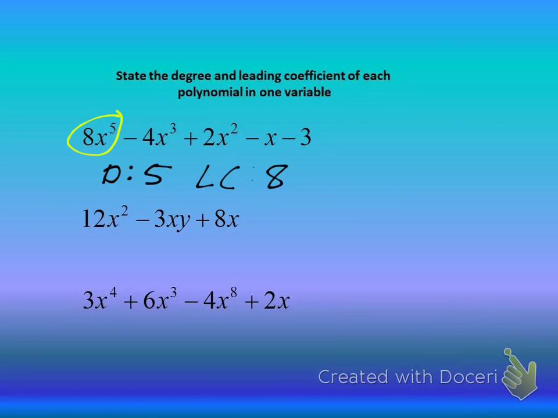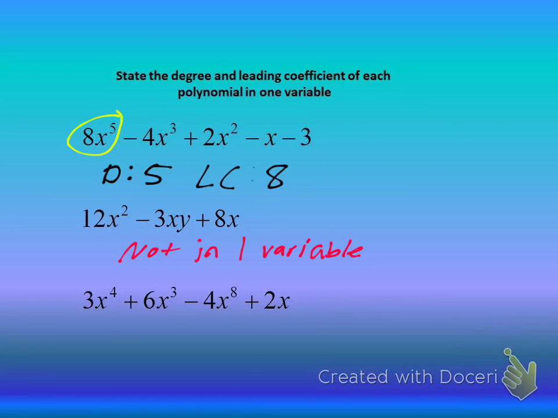Now the second one, you have 12x squared minus 3xy plus 8x. I got a question for you. Is that in one variable? No, it's got two variables, so you don't even worry about it. Not in one variable. The book likes to throw a few of those at you. I won't. Okay, so you just write not in one variable when the book wants to be mean to you.